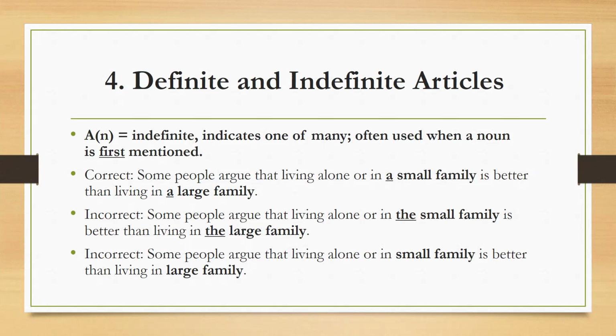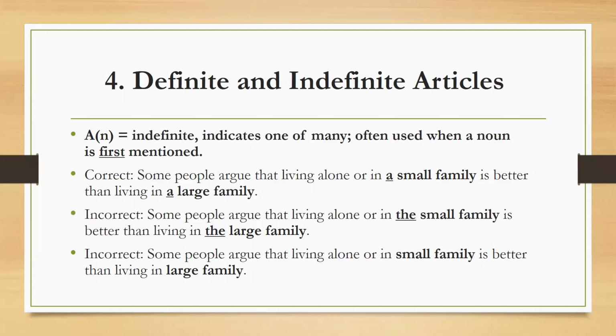Definite and indefinite articles. A, an. The article a or the article an, indefinite, indicates one of many, often used when a noun is first mentioned. So I have started an example, correct? Some people argue that living alone or in a small family is better than living in a large family. A is an indefinite article. It's an article you cannot determine a quantity for.